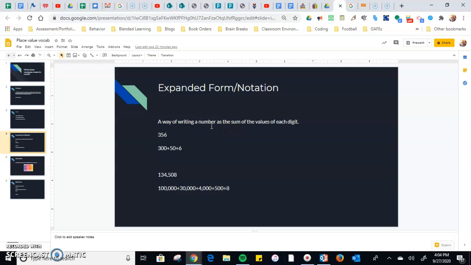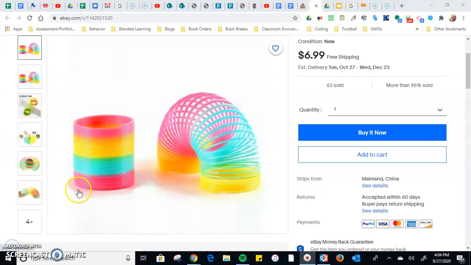values of each digit. So what I want you to think about is like a slinky. So this slinky right here, this is like the number just as it is. This is it in expanded form. So it's like we took the slinky and we're pulling it apart to show what it's made up of.